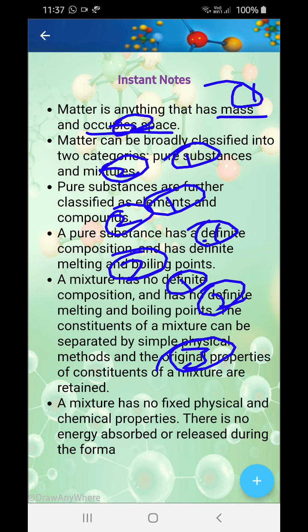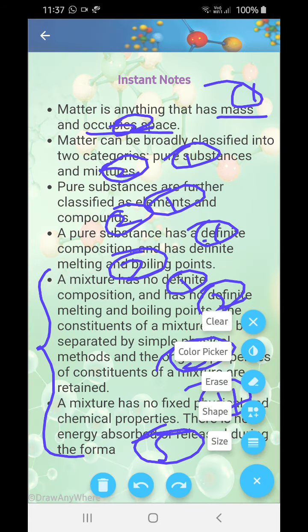So a mixture has no new physical or chemical properties. There is no energy absorbed or released during its formation. Okay, these 2 points, mix it up and write.